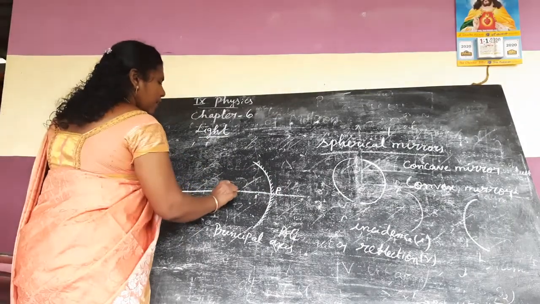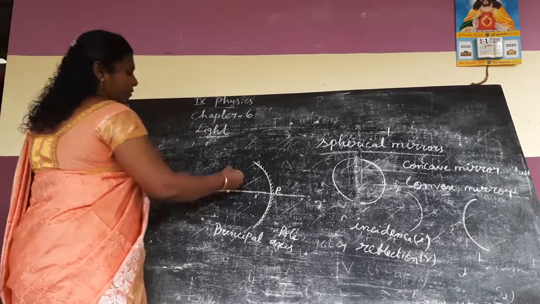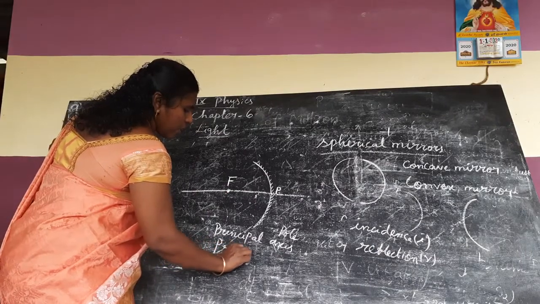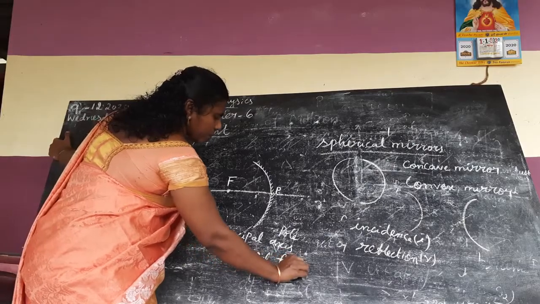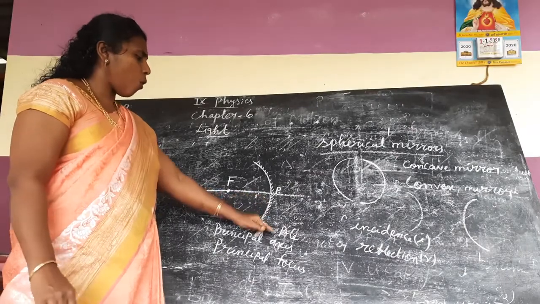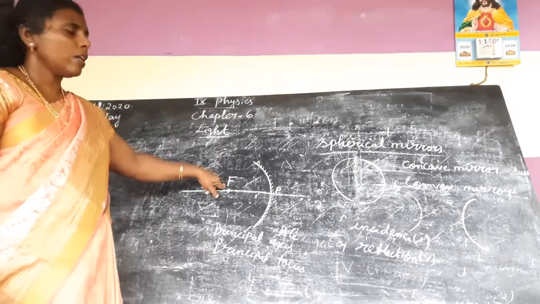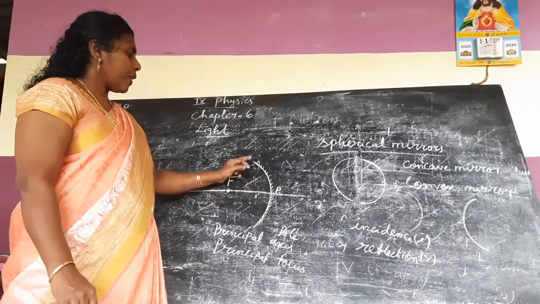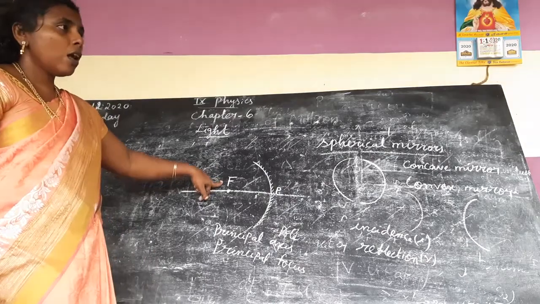The next point is the principal focus, that is capital F. Principal focus, capital F. So this principal axis horizontal line, pole P, and the principal focus, what is that? Capital F. So just we have to draw principal axis, concave mirror, pole, and the principal focus.